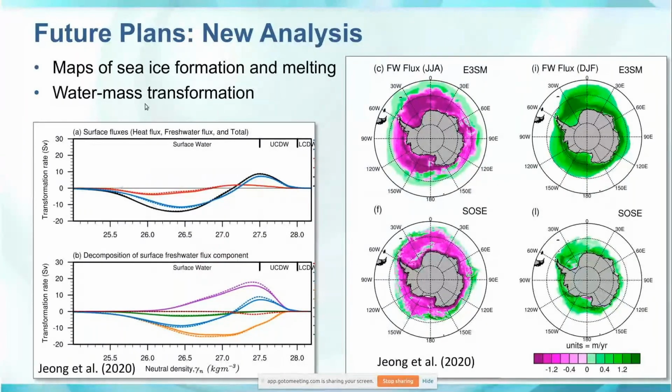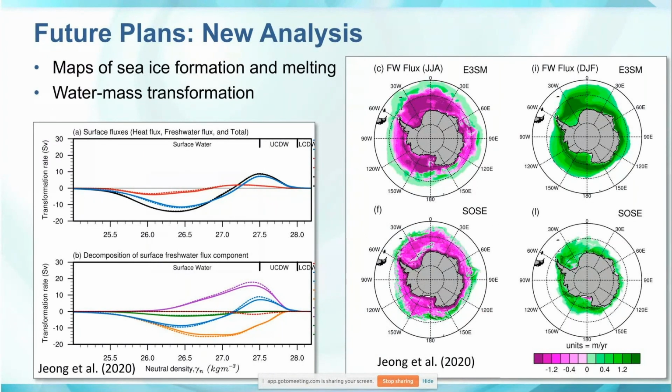One of the other things we'd like to do is add some really nice analysis from one of our postdocs who is actually heading back to South Korea. So this is Hyein Jong, and she did a lot of work on water mass transformation and also on sea ice fluxes. And I think both of those would be really great additions to MPAS-Analysis that we've been wanting to do for quite a while.